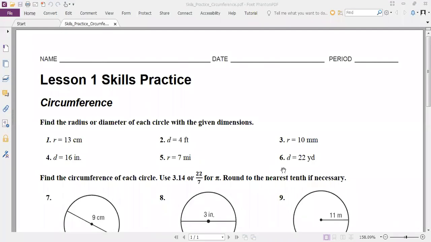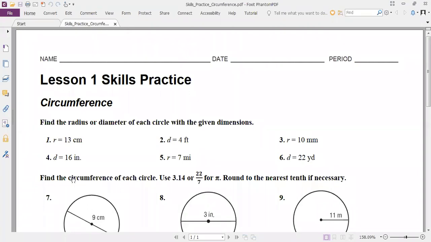If he gives me the diameter is equal to 22, what will we do in this case? We divide. If he gives me the diameter, we divide it by 2. Diameter here is 22. We will divide it by 2. 22 divided by 2 equals what? 11.